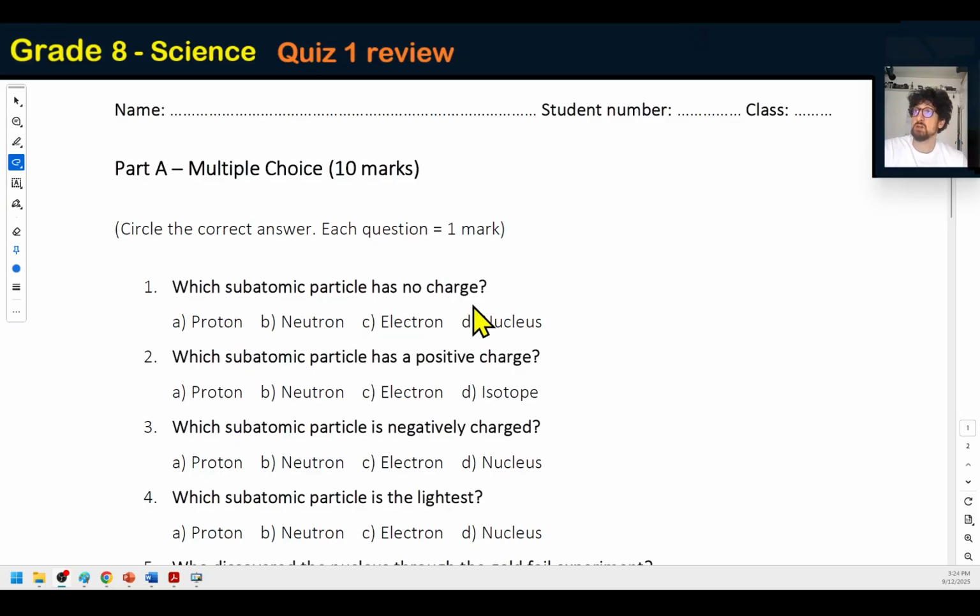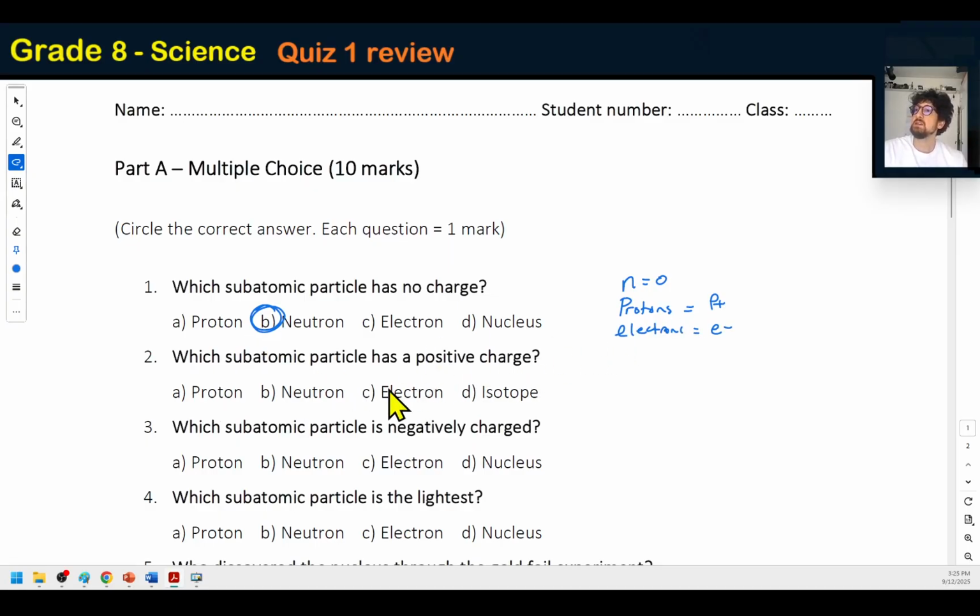Which subatomic particle has no charge? Now remember, what are subatomic particles? Subatomic particles are things like protons, electrons, and neutrons. There are three that you need to worry about, and they are the ones that atoms are made from. Electrons are negative, protons are positive, and neutrons are neutral. So which one has no charge? Which one is neutral? That one's going to be neutrons. Neutrons are neutral, protons are positive, and electrons are negative.